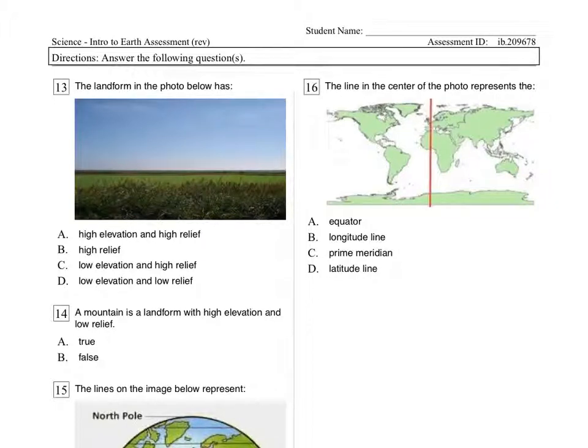13. 13 was low elevation and low relief. Obviously, this is like a flat plane right here, so the elevation is low. Relief is talking about the change in elevation, so it's very flat, so that's low elevation. If you look at a mountain, a mountain is going all crazy, that would have high relief.